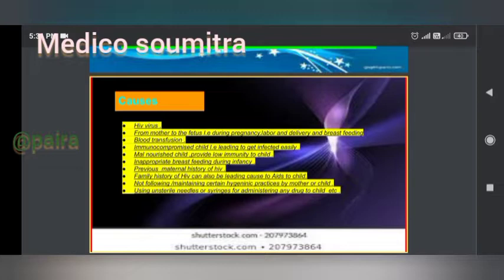Using unsterile needles or syringes for administering any drug to the child. So the needle which is used for blood transfusions, placenta transfusions, or any kinds of drug administration, if it is unsterile, obviously there will be a chance of getting infected with AIDS. Okay, that is all about the causes of AIDS.